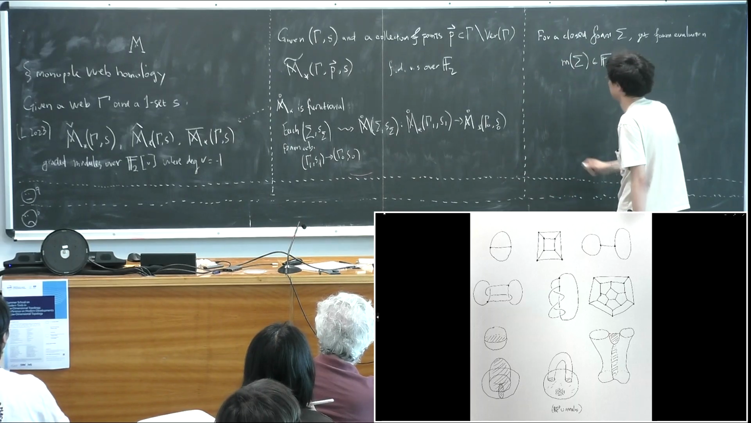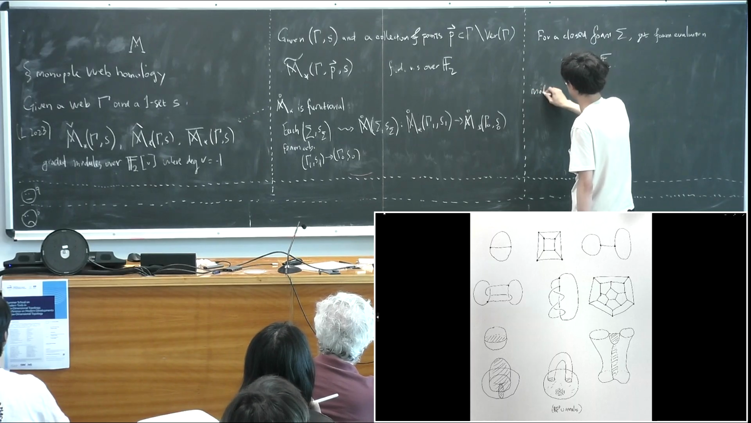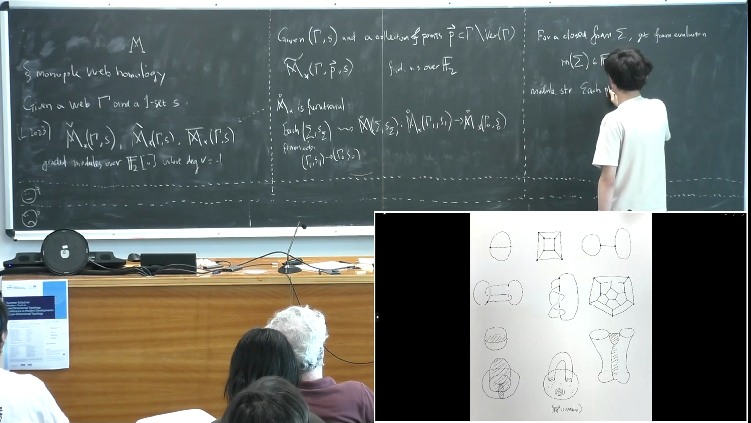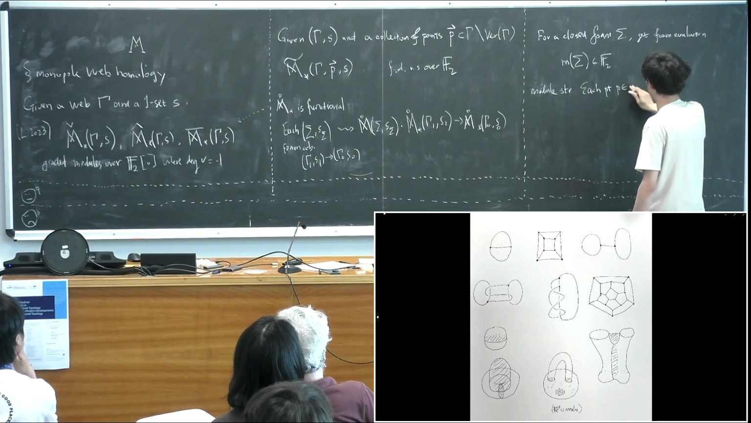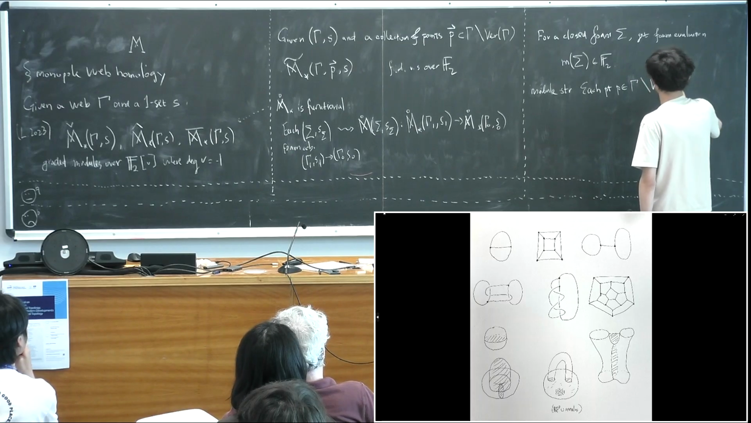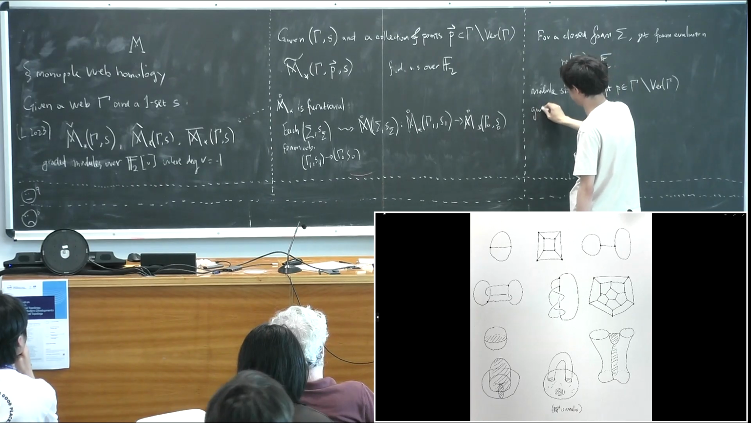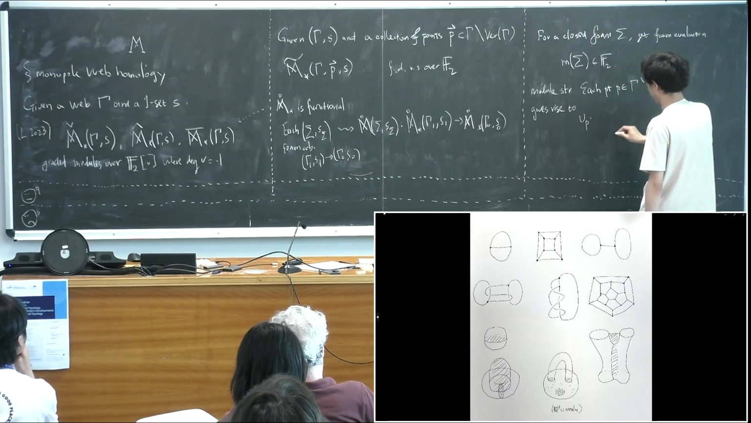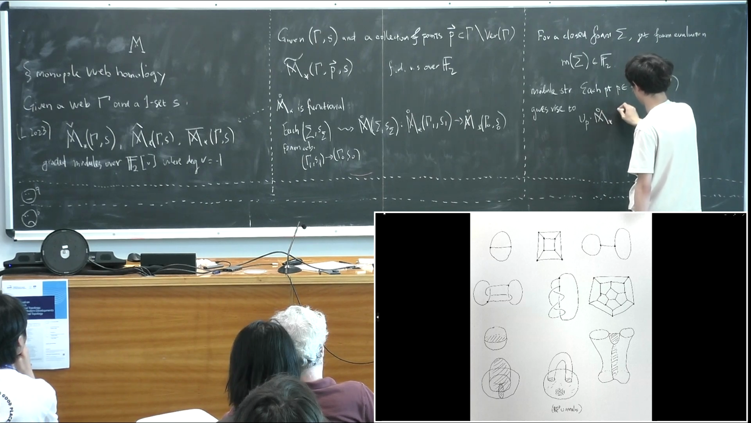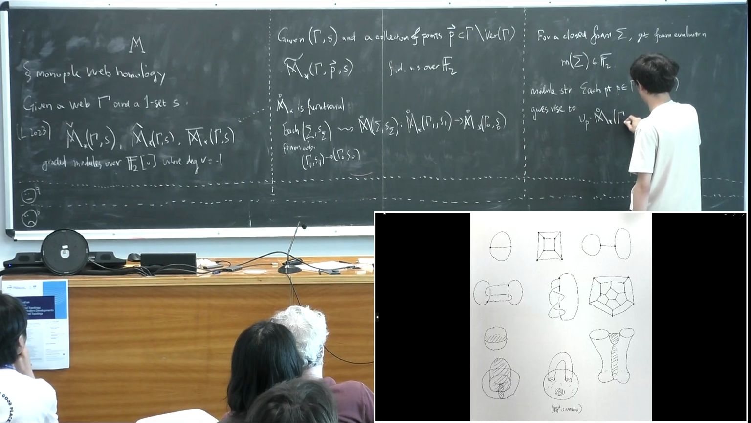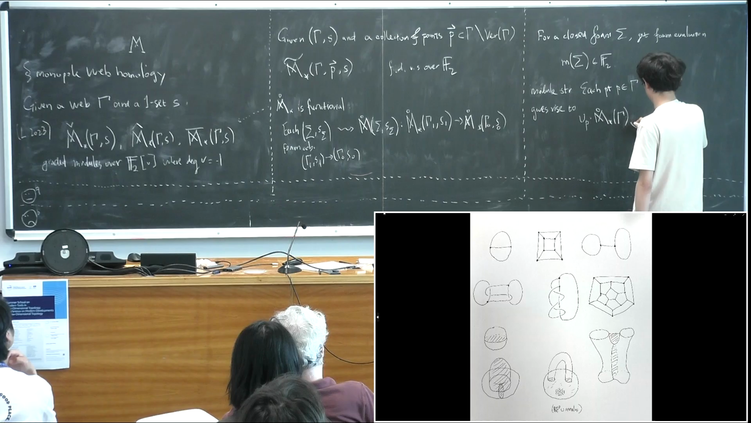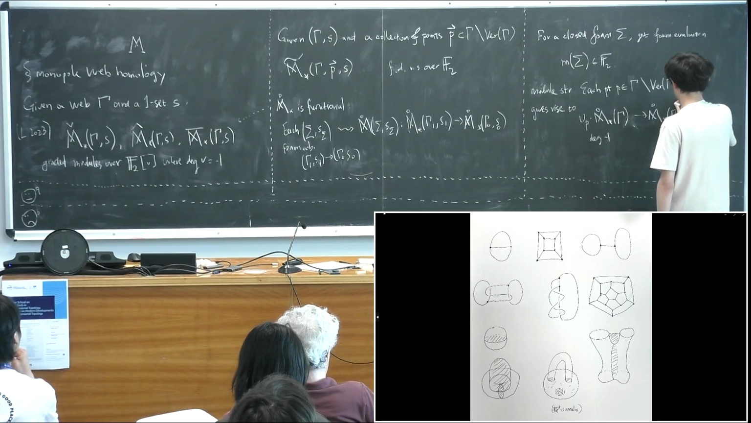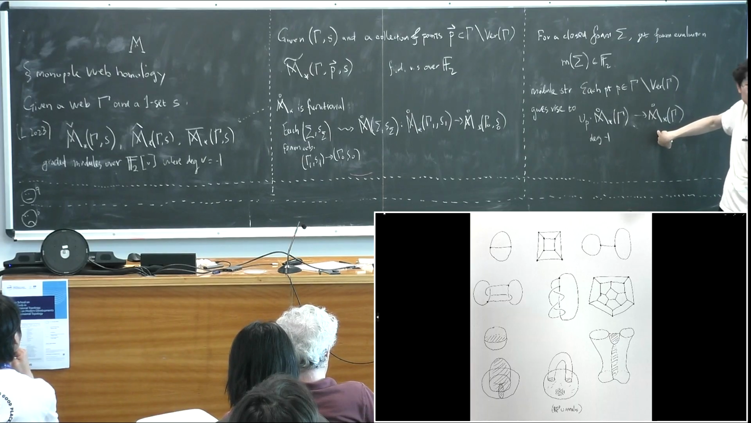Let me go on. There's some sort of module structure such that each point P living on the complement of the vertices gives rise to an endomorphism from W of gamma to itself. It's degree minus 1. Where if I'm not writing the one set, it will be taken as a direct sum over all the one sets.